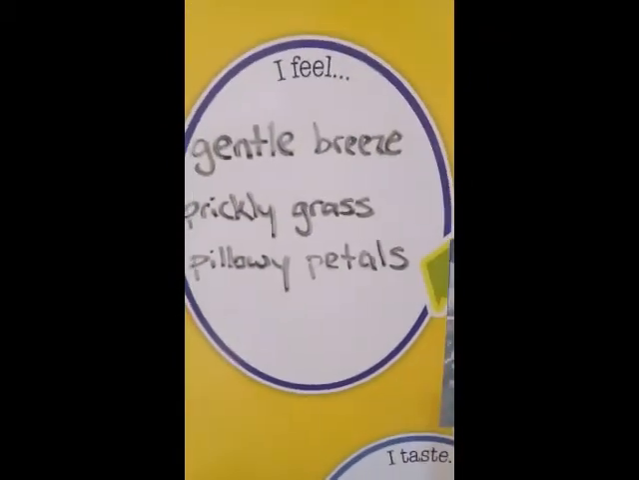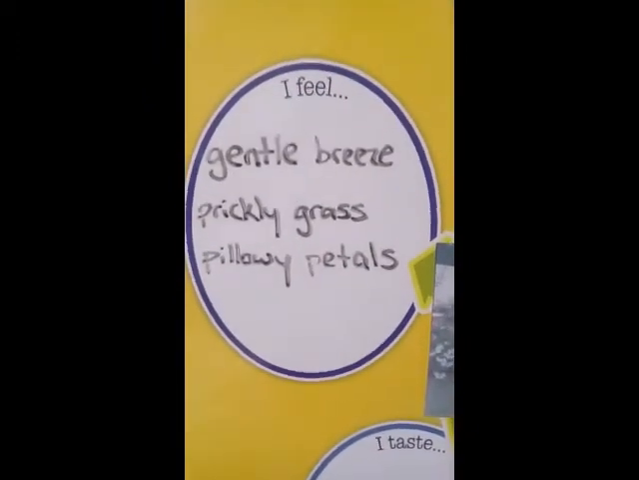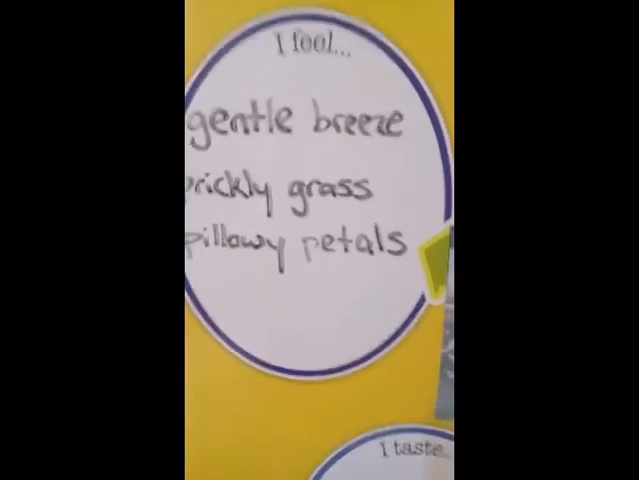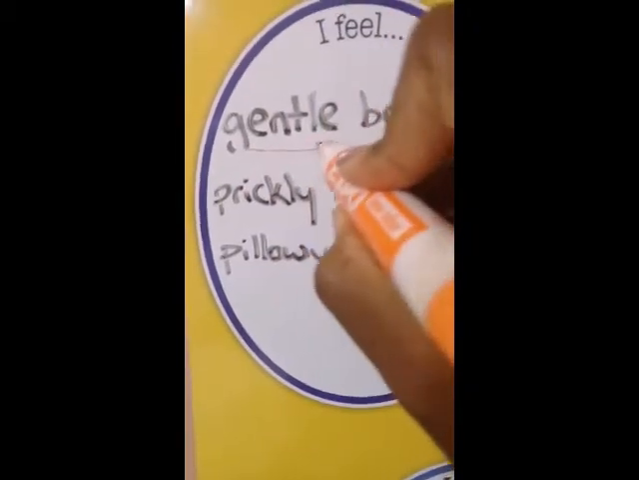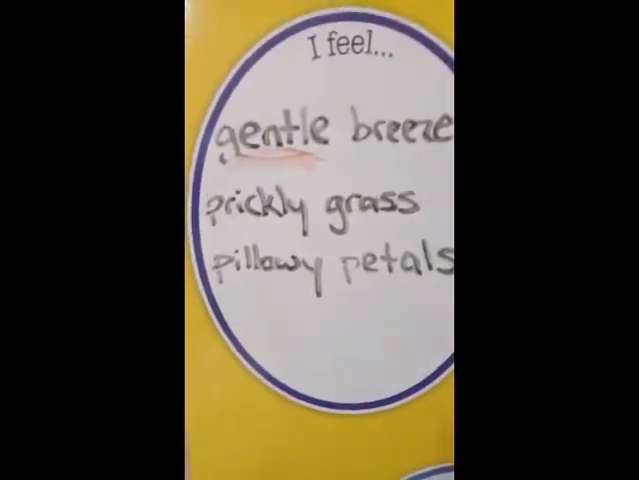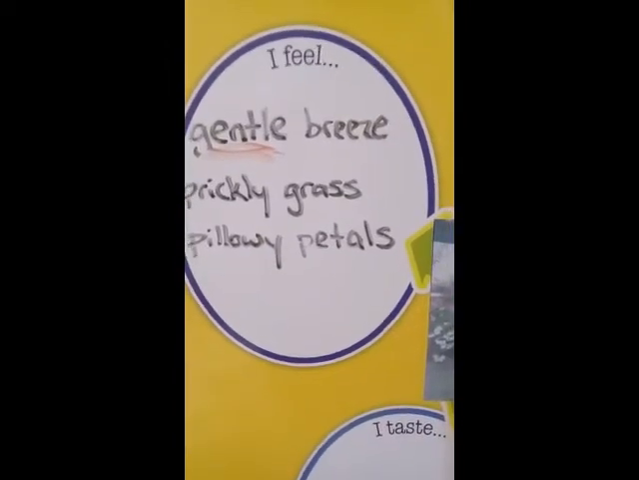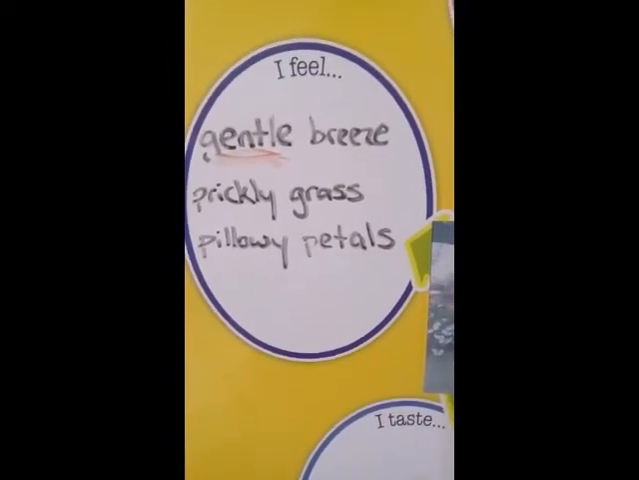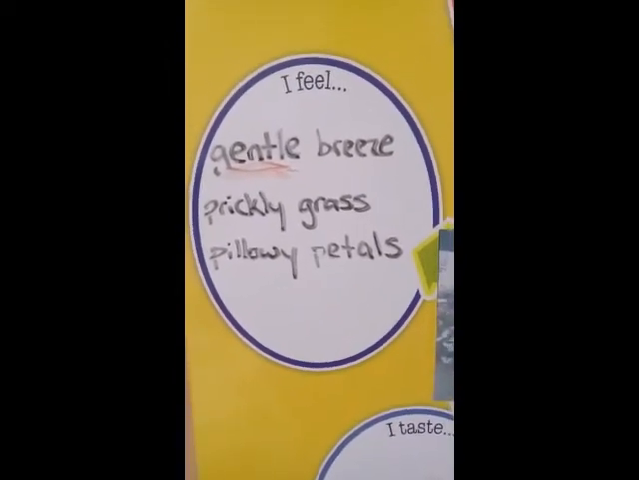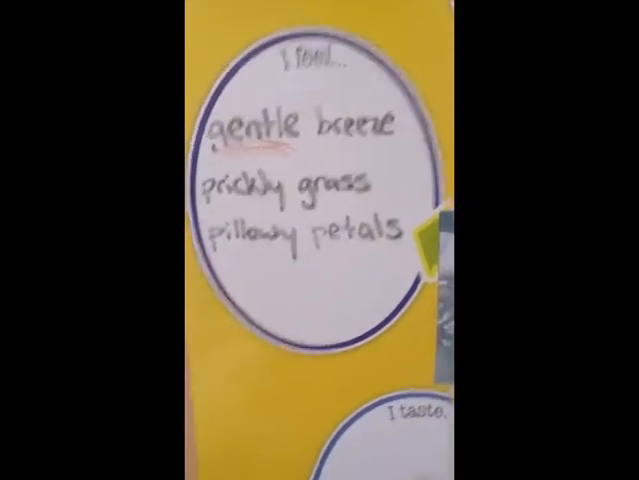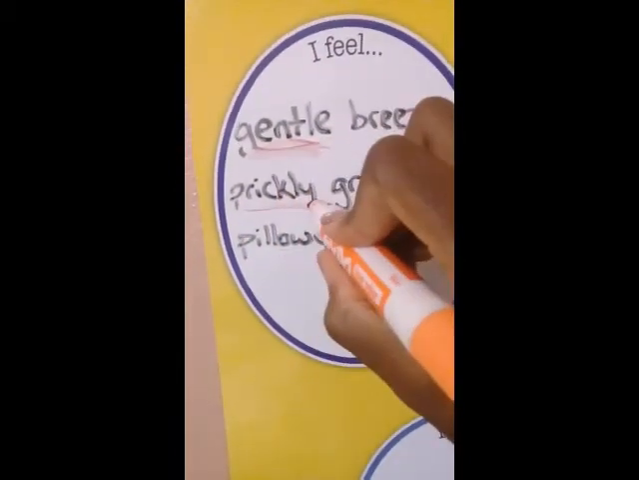Now we're going to skip over taste and move right on to feel. I can feel a gentle breeze. Where's my describing word? Gentle. It's describing the breeze, which is our noun. I can feel prickly grass. Now, I struggled with that one for a while because I was tempted to say the grass is soft, but I realized that's not true. Grass is usually kind of like it pokes you. So the best word I could think of was prickly to describe that feeling.